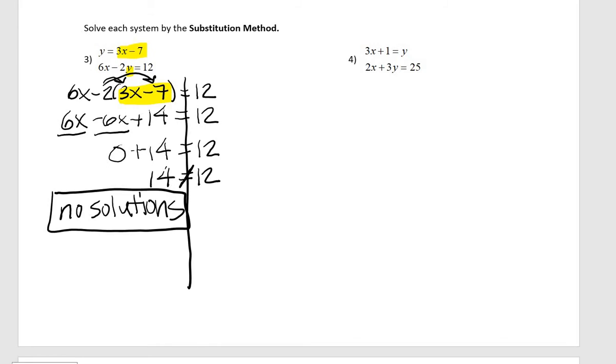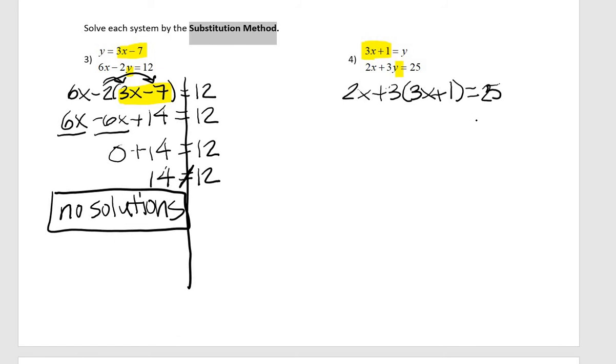Okay, so on problem number 4, we're going to use the same method, substitution. Looking at this, it looks like y is by itself once again. So I'm going to use this expression, 3x plus 1, and I'm going to plug that in for y in this equation right here. So instead of y, I'm going to put 3x plus 1. So that would look like 2x plus 3, and in parentheses, instead of y, I'm going to put 3x plus 1. This is the substitution part of things. And I was able to do that right away because y was already by itself.